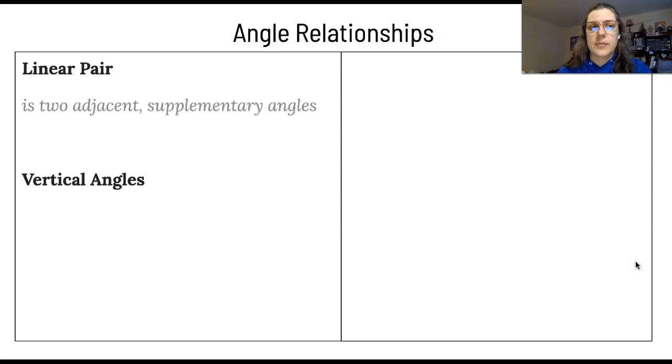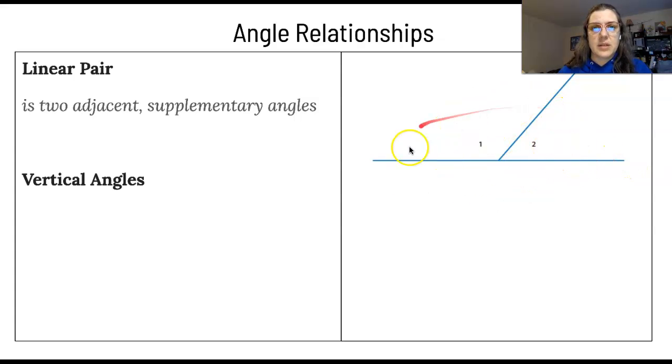Linear pair. What's linear? A line. Two adjacent supplementary angles that lie on the same line. I should add that, you should write that down. That lie on the same line, 180 degrees. Supplementary, right? Because they add up to 180 degrees.